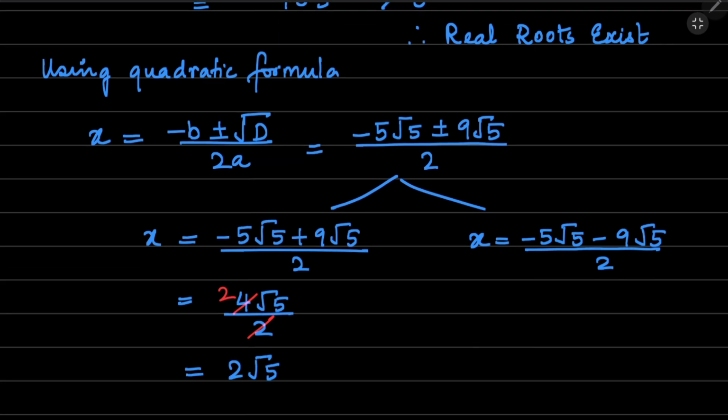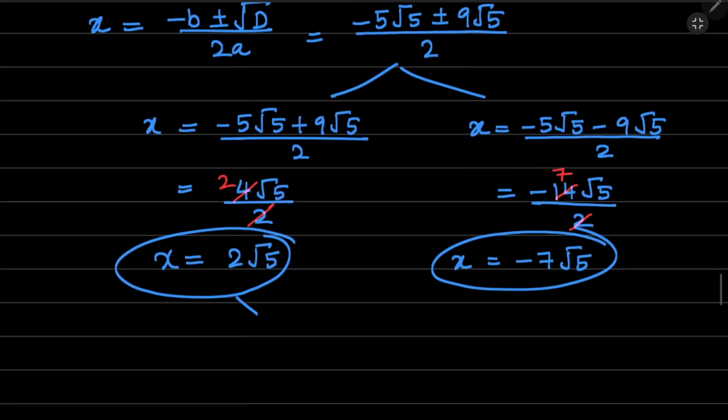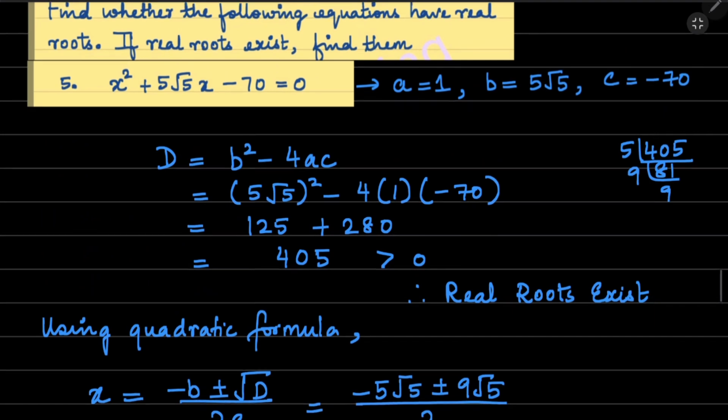2 root 5 is one of the roots. The other root is minus 9 root 5 minus 5 root 5. You have to just add them. Minus 14 root 5 is the numerator, divided by 2. Again you can cancel. 2 7s are 14. So what is x here? X is minus 7 root 5. So these are the two required roots of the given quadratic equation. Again, that's your answer. So you have solved it using the quadratic formula method.